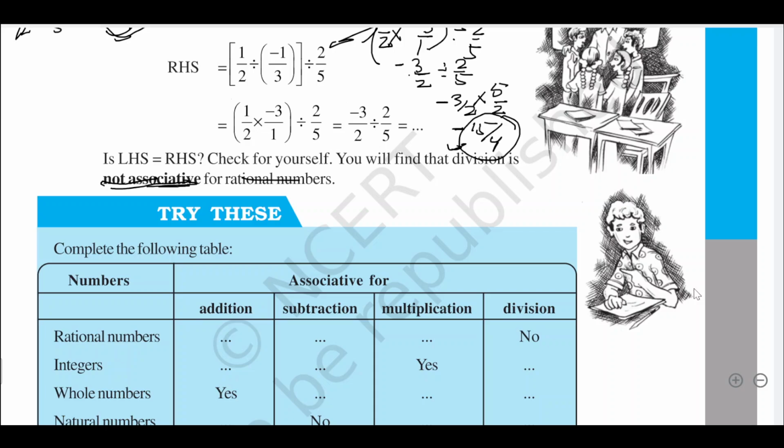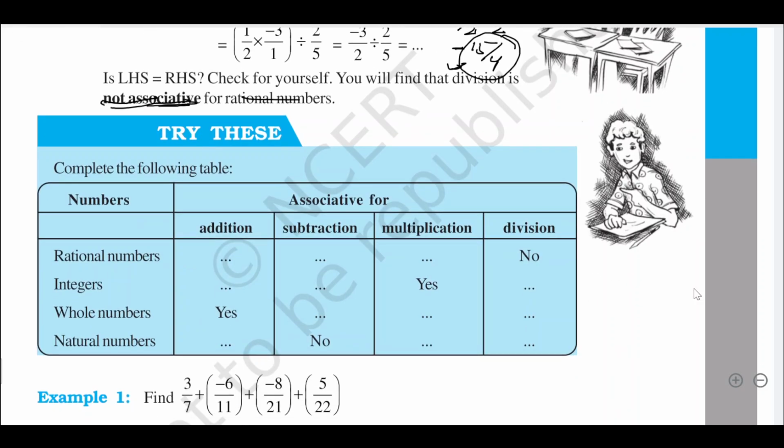So until now, we have checked out the associative property of rational numbers. Now, below this, there is a table that summarizes the associative property of various kinds of numbers.